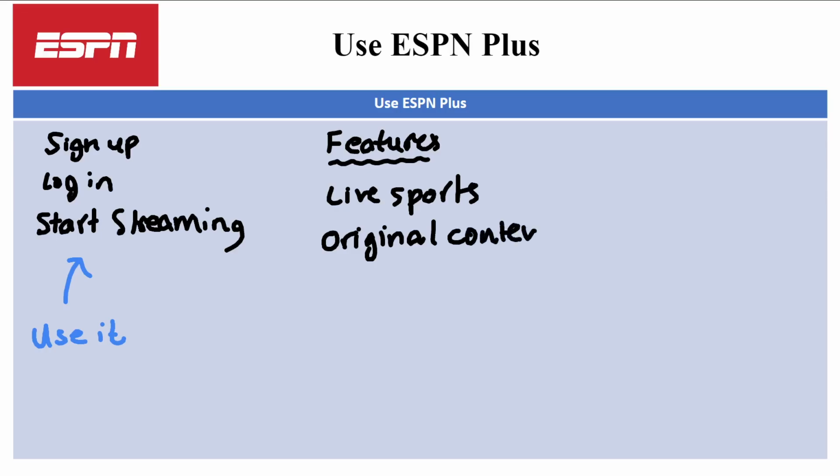Then we have original content. So you can also enjoy exclusive shows and documentaries such as ESPN Films, ESPN Plus original series, and sports documentaries. Then we have on-demand content. You can access a vast library of on-demand sports channel, including classic games, highlights, and analysis. Then we have the replay functionality, which is basically watching replays of live events at your convenience.